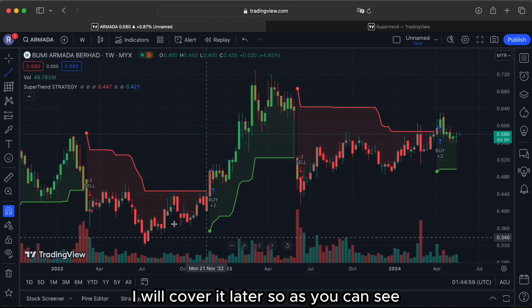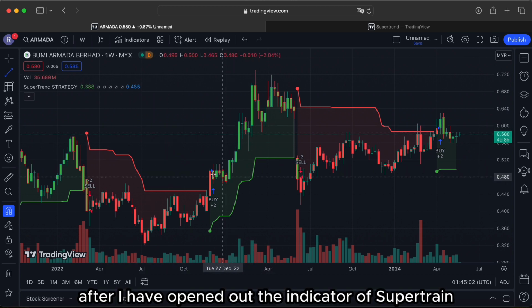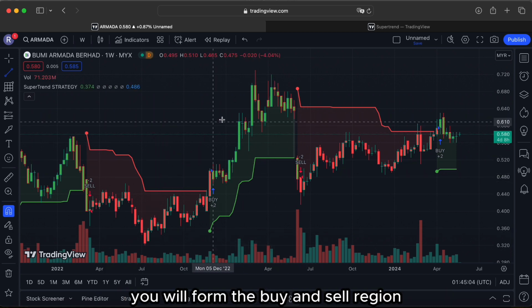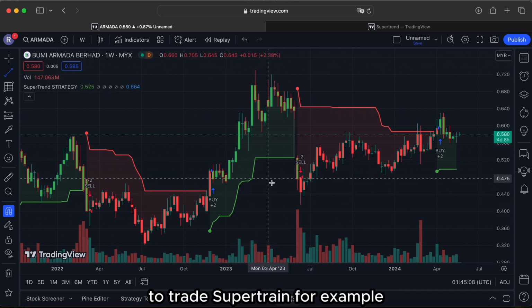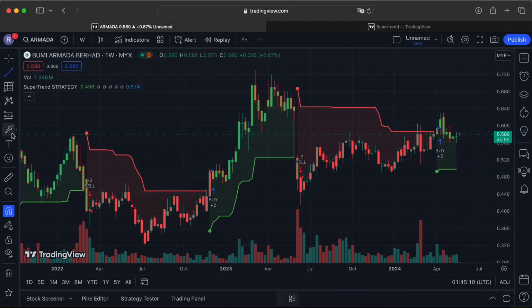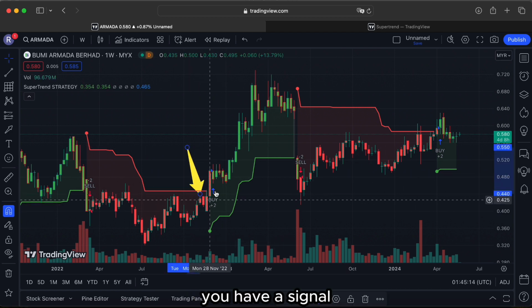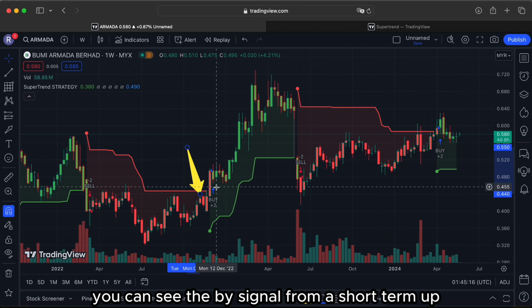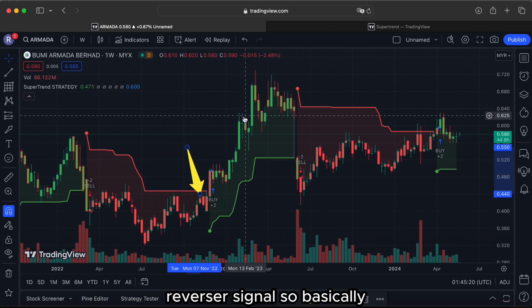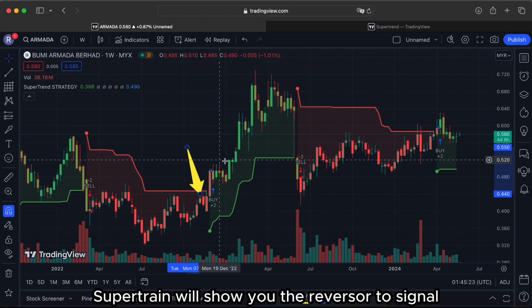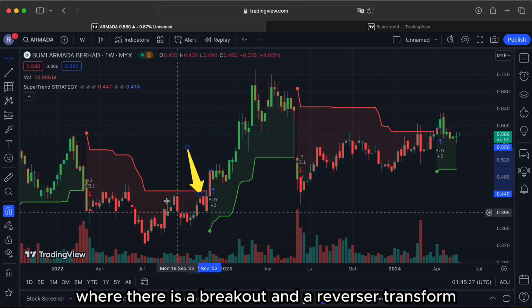As you can see, after I have opened the SUPERTREND indicator, it will form the buy and sell regions to trade SUPERTREND. For example, when it turns from red to green, it will give a signal. You can see the buy signal. It will form a short-term up reversal signal. Basically, SUPERTREND will show you the reversal signal when there is a breakout and a reversal trend forms.